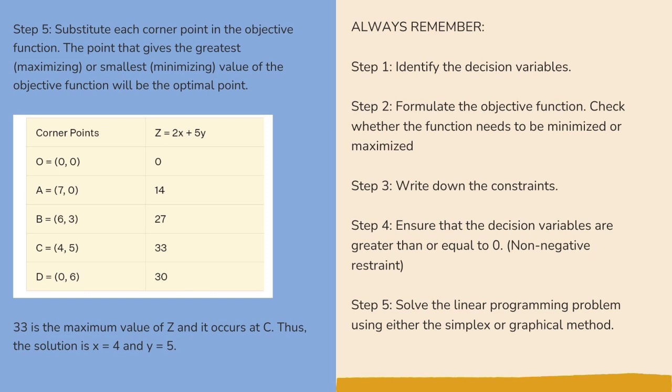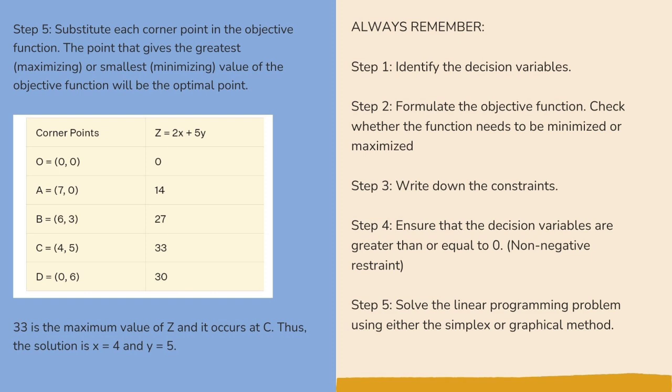Corner points: O is equal to (0, 0), A is equal to (7, 0), B is equal to (6, 3), C is equal to (4, 5), D is equal to (0, 6). Z equals 2x plus 5y is 0, 14, 27, 33, 30. 33 is the maximum value of z and it occurs at C, thus the solution is x equal to 4 and y is equal to 5.